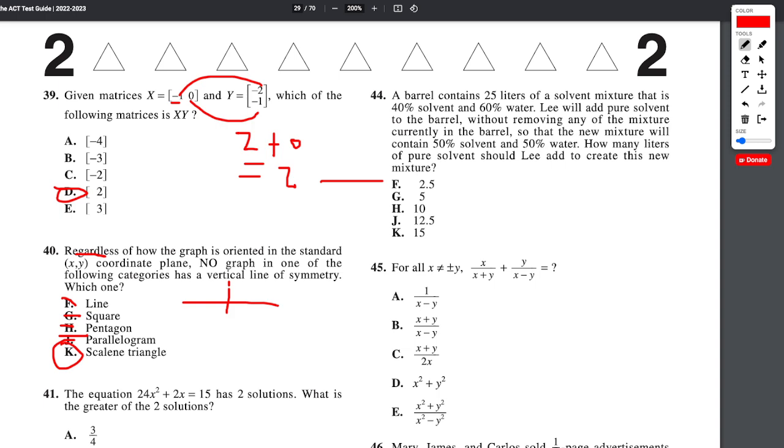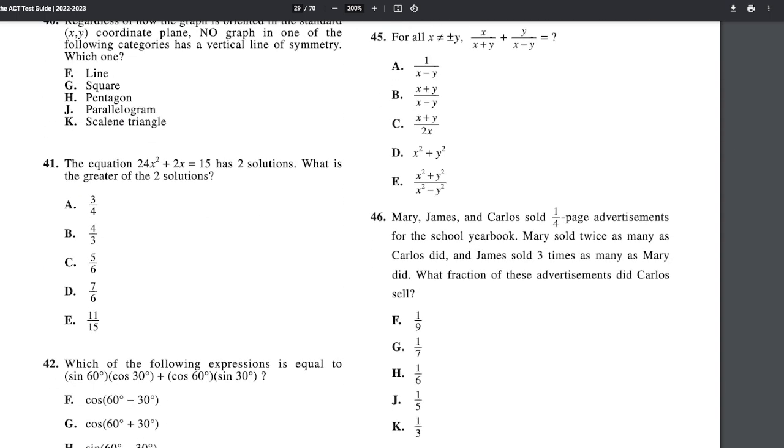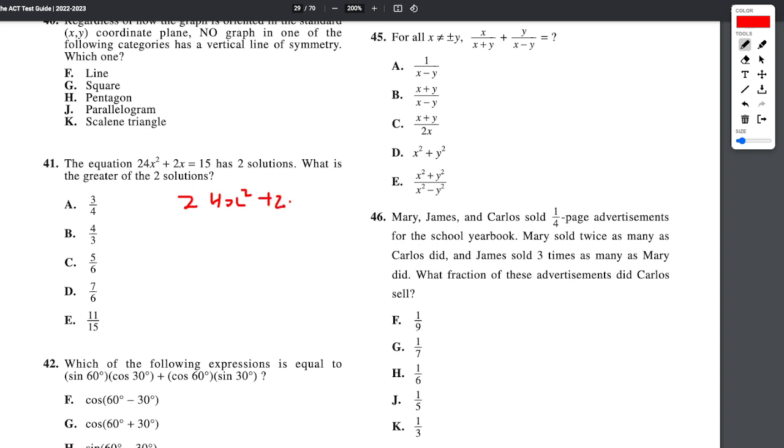Alright. 20 more problems to go. Let's keep it rolling. Ooh, I love this question. The equation has 2 solutions. What is the greater of the 2 solutions? A couple different options. You can graph this, or you can do this by hand. So let's see what works for us. I'll make this one equation, so I'll rewrite it as 24x squared plus 2x minus 15. If you want to factor this, you'll be looking for factors of 24 times negative 15, that is negative 360, which add up to positive 2.